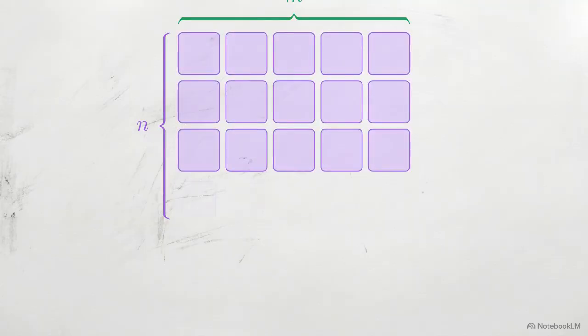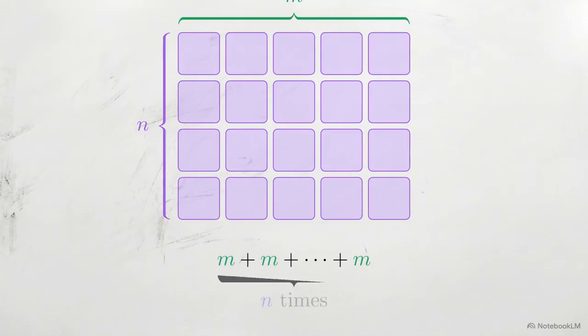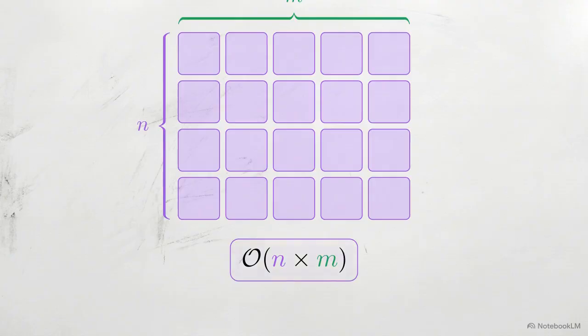Look at nested loops. This outer loop runs n times, containing an independent inner loop running m times. For every outer iteration, the inner completes its cycle. We are adding m together n times. Multiplying the boundaries gives us big O of n times m.